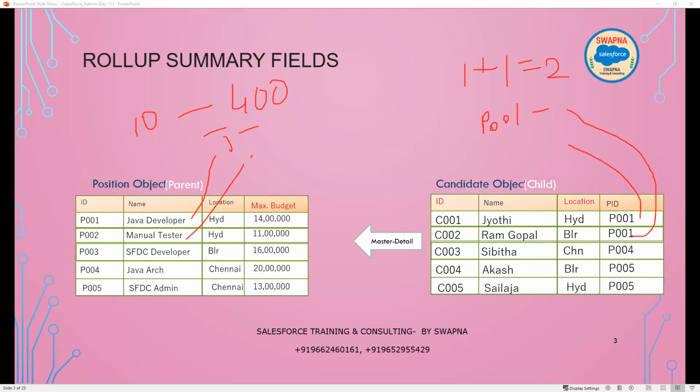Now, instead of doing the calculation manually, what we can do is create a roll-up summary field on the parent object, and the roll-up summary has different types of roll-up summary fields. Roll-up summary field has different types of functions. Summary field functions are there.